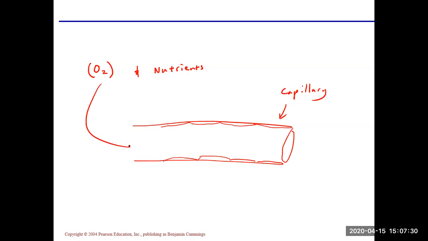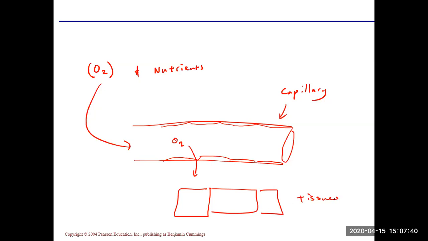So let's just say oxygen, and then it reaches the cells. These are supposed to be our cells or tissues, and they take up the oxygen and give off their carbon dioxide as well. Carbon dioxide can go in now, along with nutrients, vitamins, glucose, things in that nature. That's a primary role of the blood.